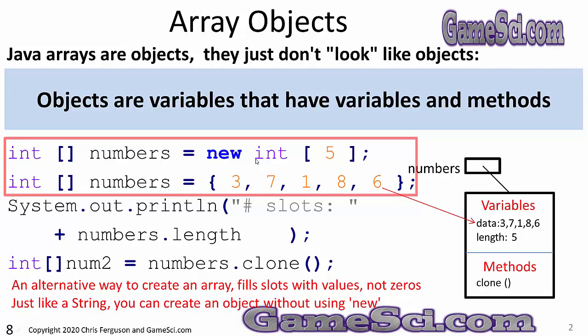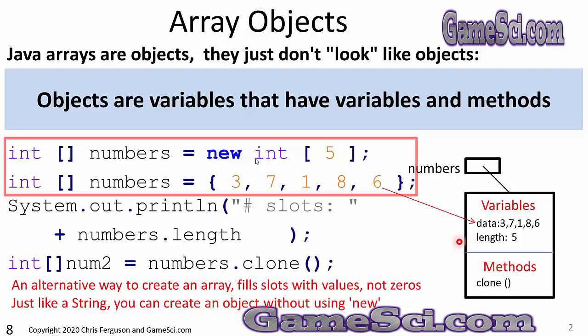However, with this syntax, it's called an initialization list. If you give it an initialization list, it will create the object. It will count 1, 2, 3, 4, 5 items in the list, and then fill those slots with the values you see here. So 3 is put into slot 0. 7 is put into slot 1. 1 is put into slot 3, and so on with the 8 and 6. This syntax creates an empty array. This syntax creates a filled array, an array with data in it.